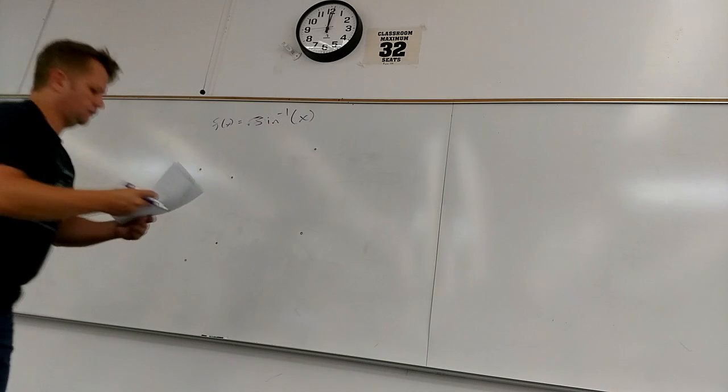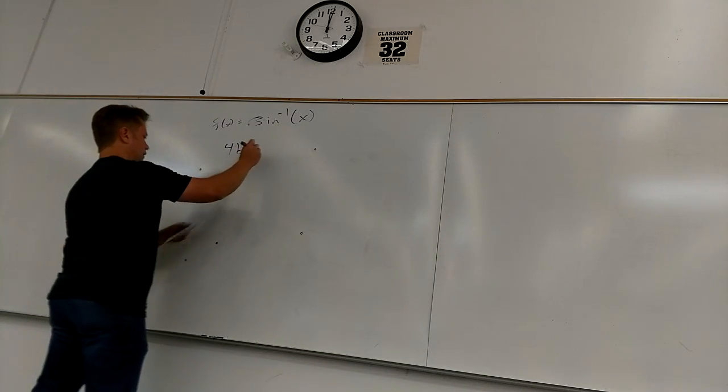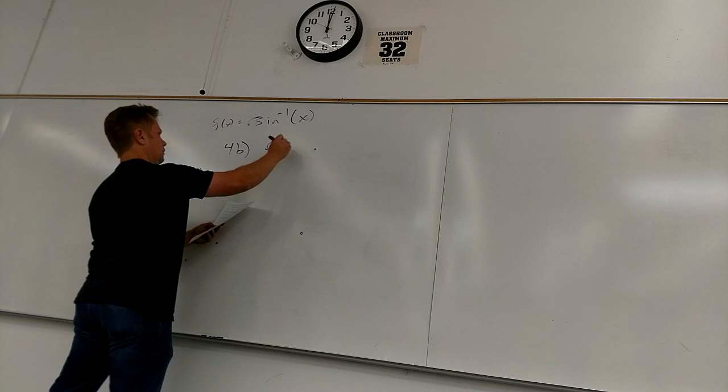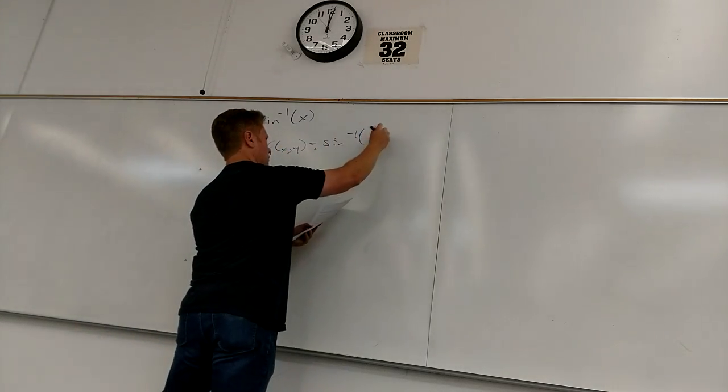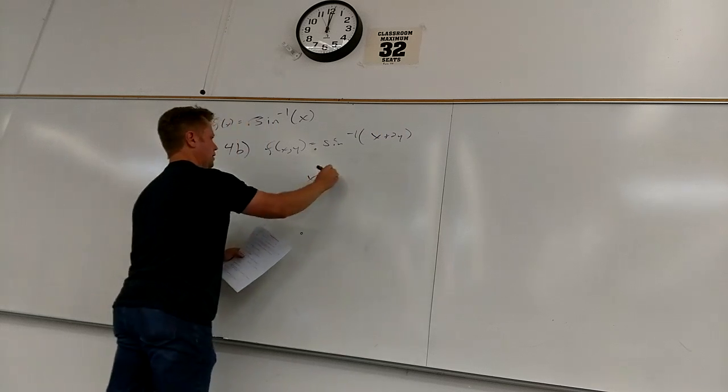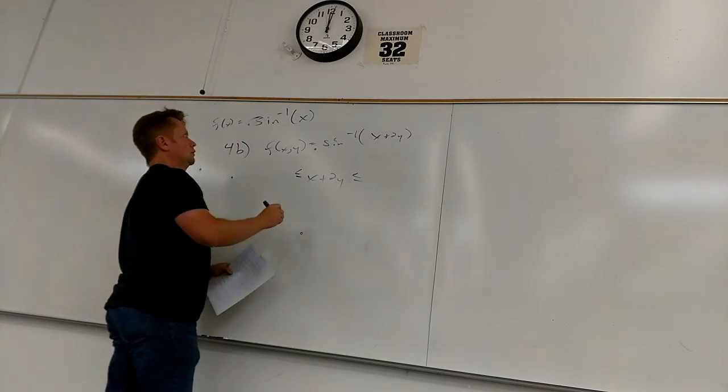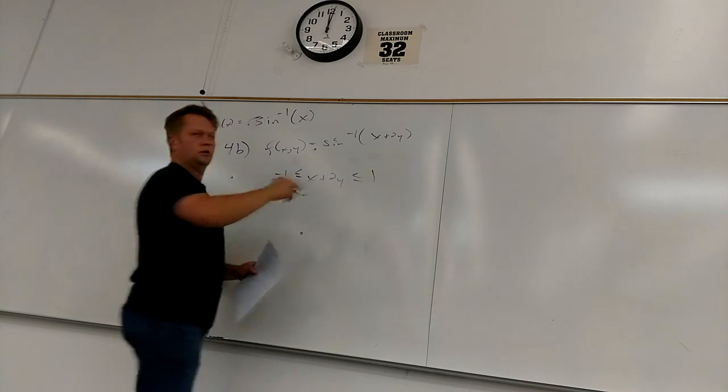So for 4B, then what do you write? What do you set up? Say x plus 2y has to be between -1 and 1.